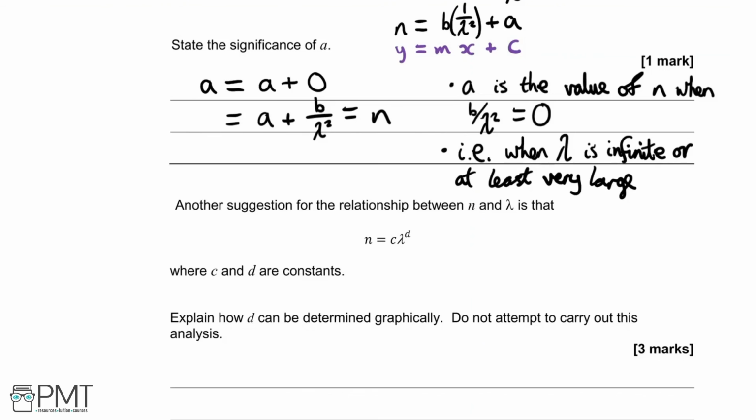Now, because it's only asking you to state the significance of A, that's all you're going to get the mark for. So even with all of these calculations, the only bit that you're going to get the mark for is this last bit here.